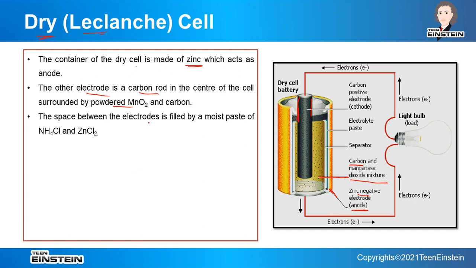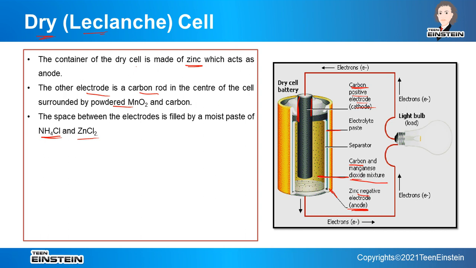Next, the space between the electrodes obviously must have some electrolyte, but as it is a dry cell, it is not a solution of the electrolyte, it is a moist paste of ammonium chloride and ZnCl2, zinc chloride. That means here we have the ions Cl minus, NH4 plus, ammonium ion, and Zn2 plus. So now we know the anode is zinc, the cathode is a carbon rod, which is the positive electrode, and the electrolyte paste is the NH4Cl and ZnCl2 mixture, along with the carbon and manganese dioxide mixture.